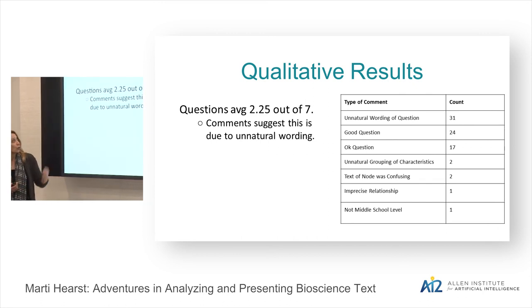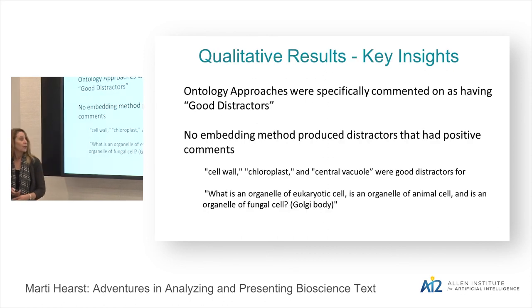So the scores were pretty low. The scale for the questions was out of 7, and the scale for the distractors was out of 5. On an absolute scale, the scores for the quality of the questions were low. But perhaps that can be attributed to the wording itself, as opposed to the concepts behind the wording. That remains to be seen with further work. But let me say the key insights.